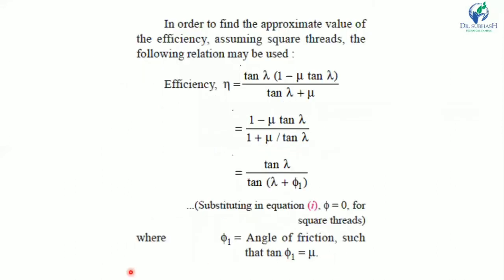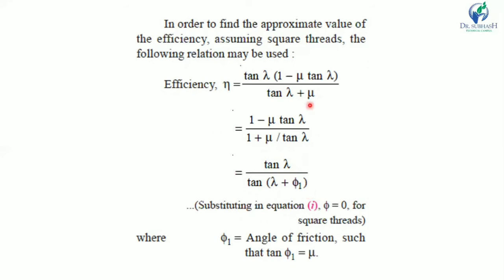Now, in order to find the approximate value of the efficiency, let us assume square threads. For that, the efficiency eta is equal to tan lambda (1 minus mu tan lambda) upon (tan lambda plus mu). By simplifying this equation, you will get (1 minus mu tan lambda) upon (1 plus mu by tan lambda), so eta is equal to tan lambda upon tan (lambda plus phi 1).